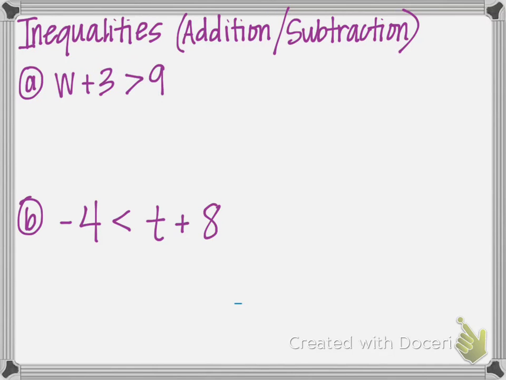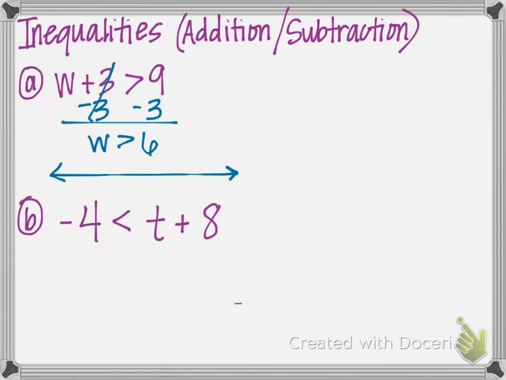You're adding 3. So the opposite of that is to subtract 3. So I get W is greater than 6. You can also graph this on a number line to represent it. If I put 6 here, let's go 7, and then let's go 5. I only ask you to do 3 numbers.